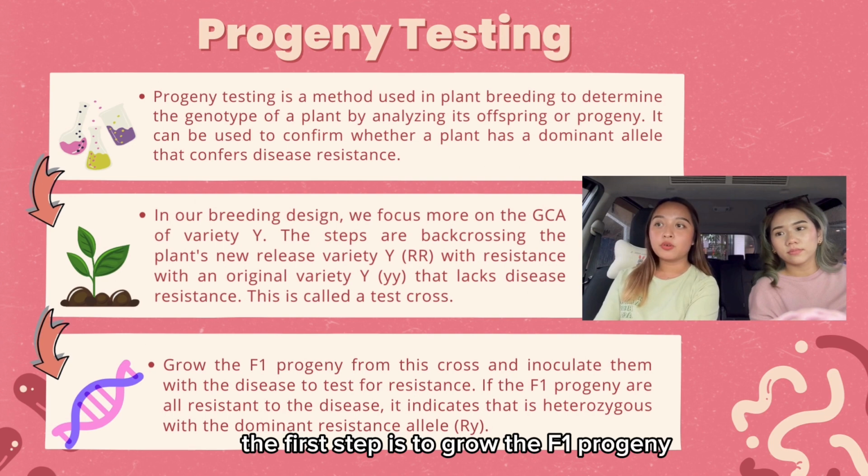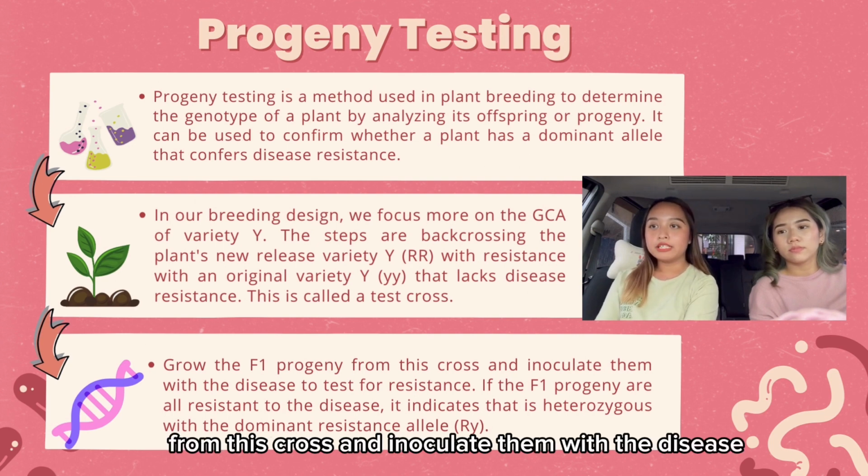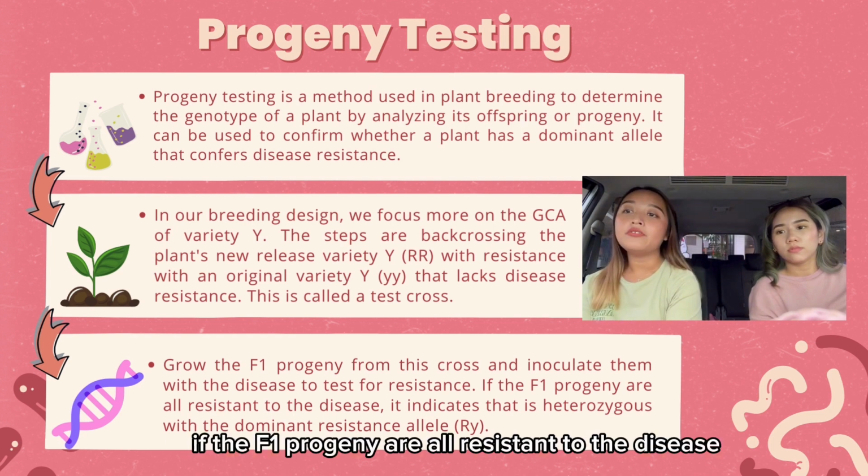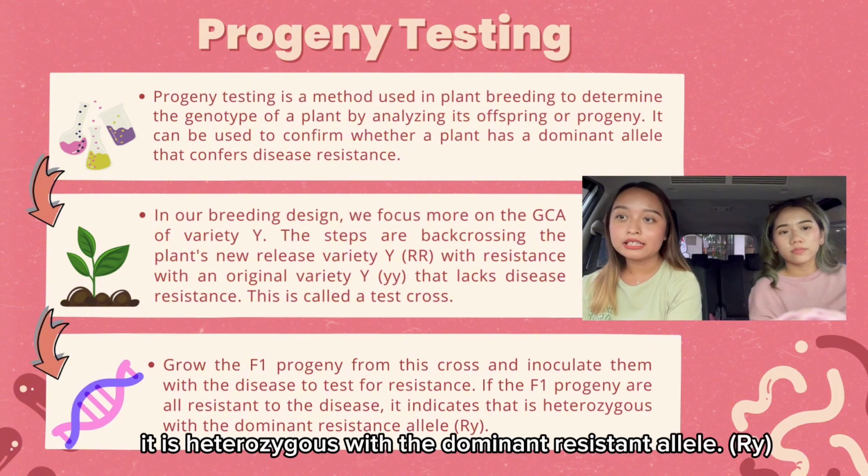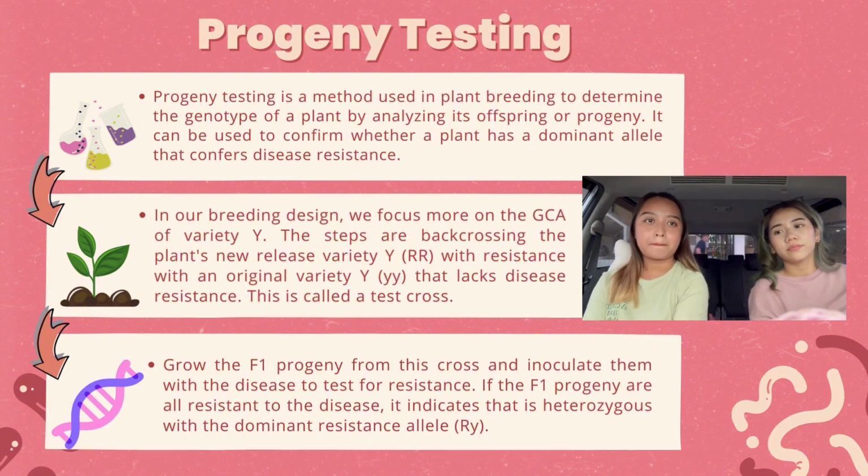The first step is to grow the F1 progeny from this cross and inoculate them with the disease to test the resistance. If the F1 progeny are all resistant to the disease, it indicates that it is heterozygous with the dominant resistant allele RY.